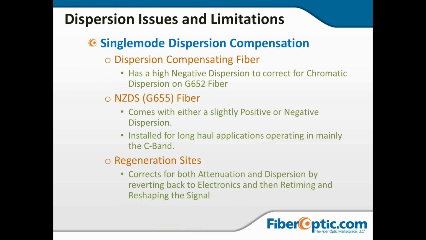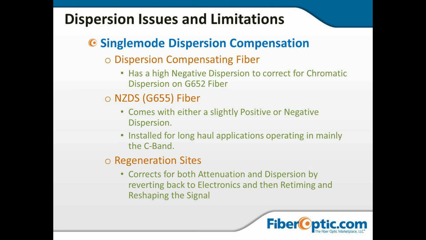I've already mentioned dispersion compensating fiber. It has a high negative dispersion at around 1310, which allows us to do pulse shaping. NZDS cable has a lambda 0, or 0 dispersion point, that makes it very good for DWDM and long haul. Depending on your wavelength, it's either going to be slightly positive or slightly negative chromatic dispersion, but it is designed specifically for long haul operations and works mainly in the C-band.